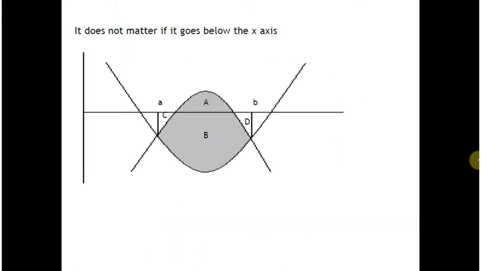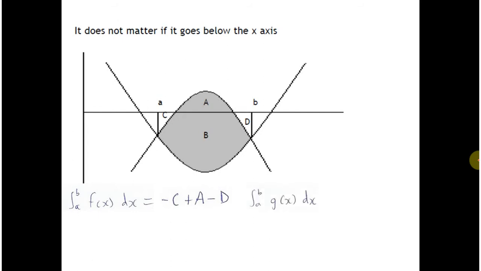Now this works even if the region goes below the x-axis. In this case, we've denoted regions by capital A, capital B, capital C, and capital D. F of x is the top curve, g of x is the bottom curve. So the integral between a and b of f of x dx is equal to minus C, because that's below the x-axis, plus A, because that's above the x-axis, minus D, because that's below the x-axis.